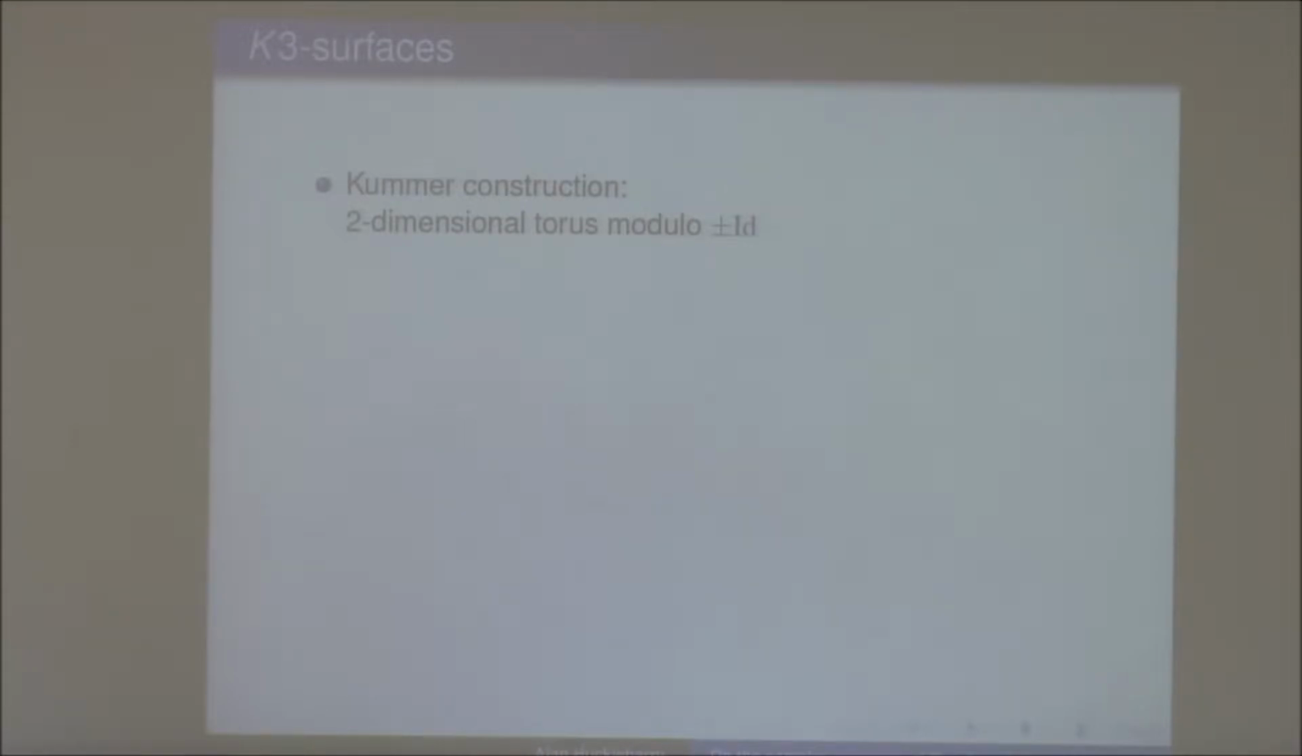This has 4 fixed points, but this does not cause a singularity in dimension 1. So this is just 4 fixed points, and the quotient is P1, and everybody knows about this construction. In dimension 2, you take a 2-dimensional torus, you mod out by plus minus the identity, you get 16 fixed points, the half lattice points of the lattice.